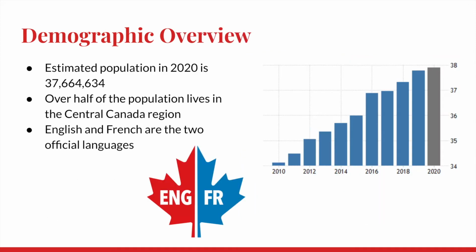As a quick demographic overview, Canada's population is estimated at around 37.7 million, which ranks 39th in the world. The chart on the right shows the increase of nearly 4 million people within the last 10 years. Over half of the Canadian population resides in the Central Canada region, among the 2 provinces of Quebec and Ontario. Finally, the 2 official languages are English and French.